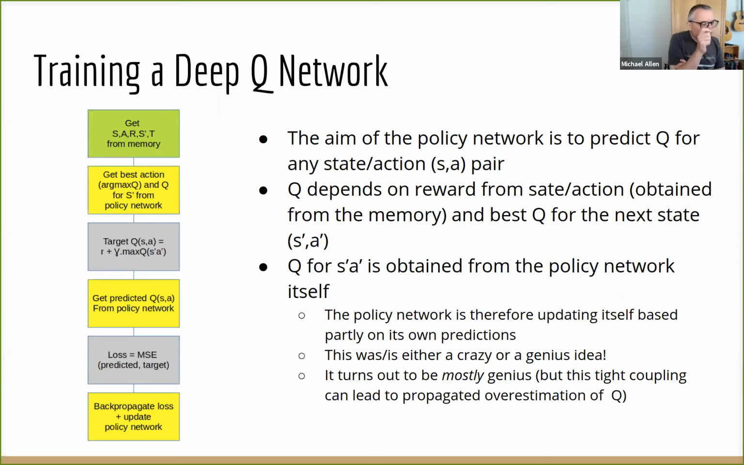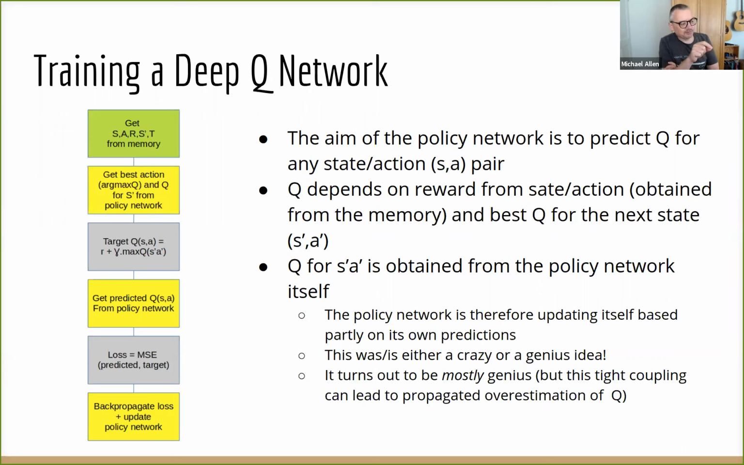So that tells us, because what we're trying to get, so we've got reward. If we think about the Bellman equation, it's reward plus gamma times the Q of the next step. So we know our reward, and what we're now trying to get is, well, what's Q for the next step? We get that from the policy network itself. So we get the next action, the action that gives us the highest Q.